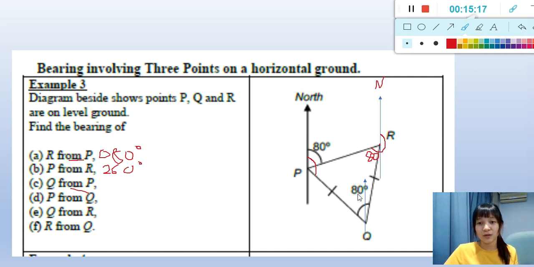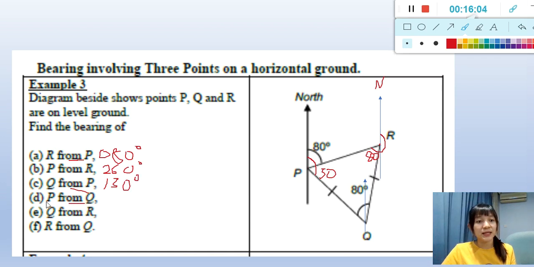What do you know? Use other information to help you. This is what kind of triangle? Two sides equal. This is an isosceles triangle. Isosceles triangle means both angles here are equal. They already gave you this is 80, isn't it? Total angle of your triangle is 180. 180 minus 80, you get 100. And this 100, you have to divide by 2. Okay? They share. These two must be equal. Divide by 2 means this is 50. Okay? So 80 plus 50, you get 130. Bearing there. Right?